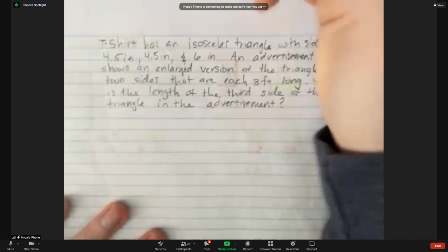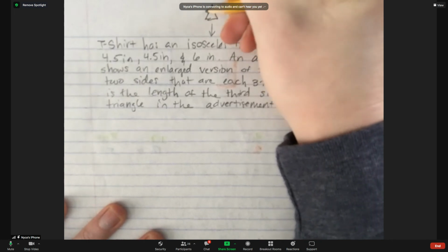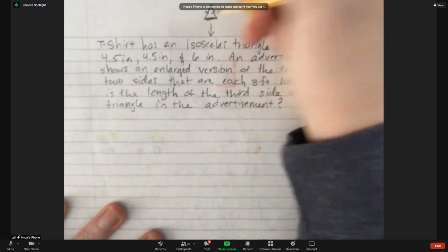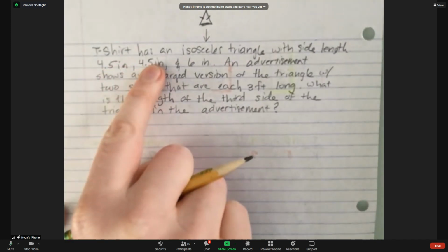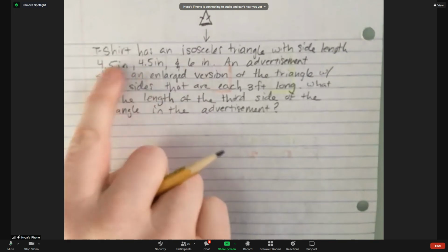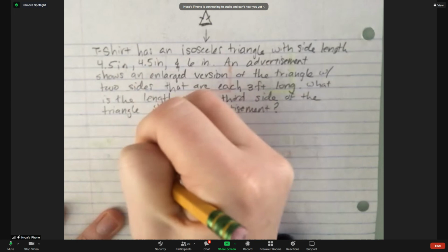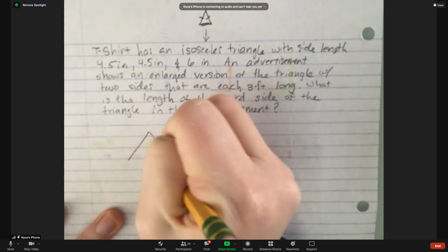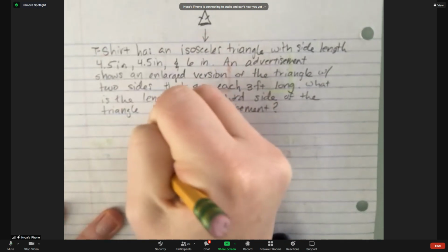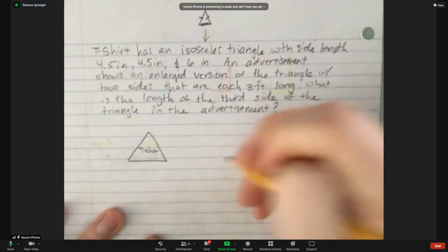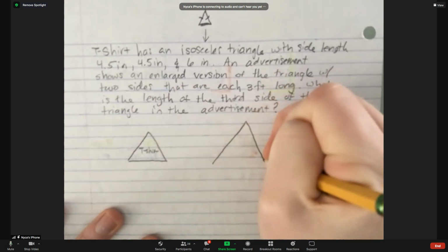Well, the first thing I see is the word isosceles. And in my head, an isosceles triangle means that two sides are congruent. They have the same measure of length. So that tells me for this first figure here that these are going to be two sides because they're the same measurement. So for my first triangle, the t-shirt, okay, so this is the t-shirt. And then it says for the advertisement, it's going to be enlarged. That means bigger.